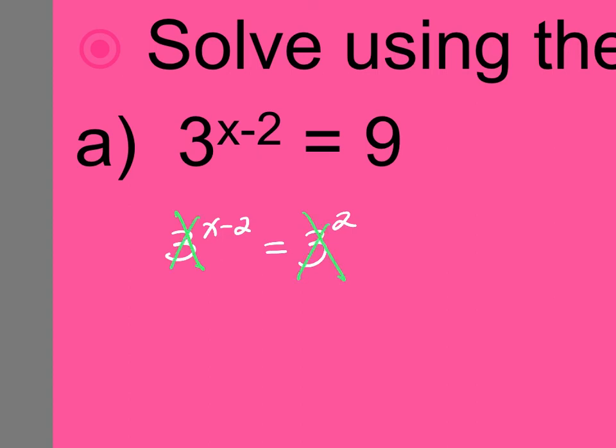And then what do you do? Set the exponents equal to each other. So if I solve this, x minus 2 equals 2. I'm going to add 2 to both sides. Agreed? X equals 4.